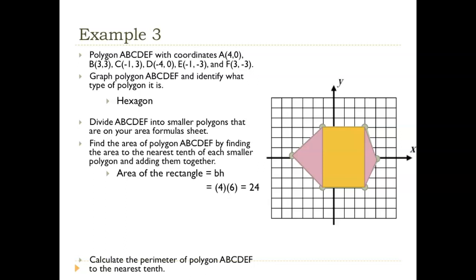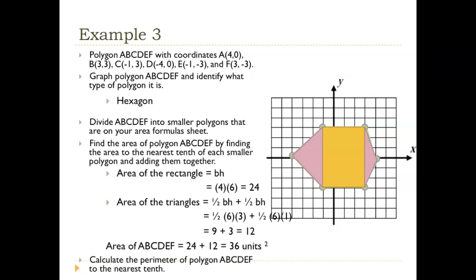Now for the triangles, we have two different triangles, so we're going to need to find the area of each one of those. So for the triangle that's on the left there, it has a base of 6 and a height of 3. And then for the triangle on the right, it has a base of 6 and a height of 1. So this is going to equal 9 plus 3, which is 12. Now that's the area of the triangles. So now we add the area of the rectangle plus the area of all the triangles, and that would be 24 plus the 12, which is equal to 36 units squared.